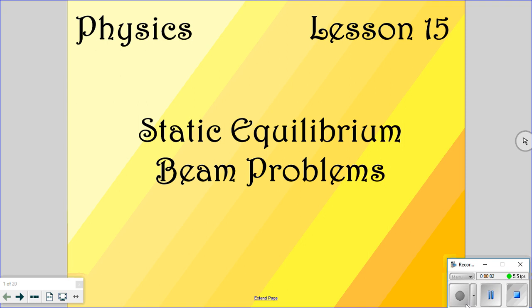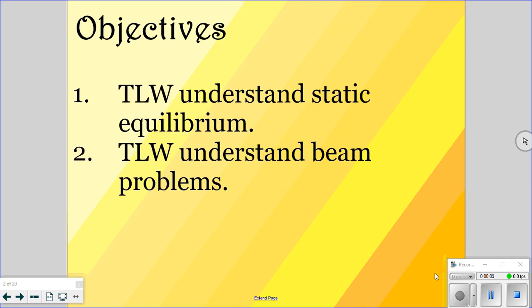Alright, so we're looking at lesson 15 today. We're going to look at static, equilibrium, and beam problems. So hopefully after this lesson you'll understand static, equilibrium, and beam problems.